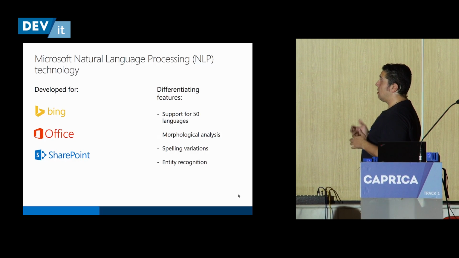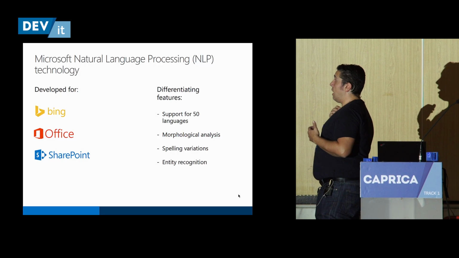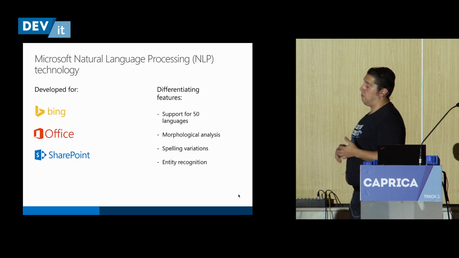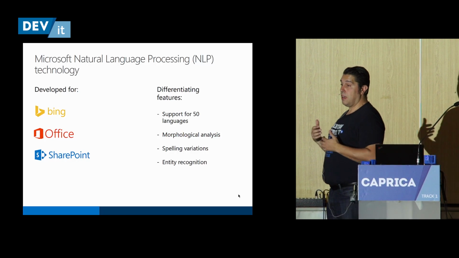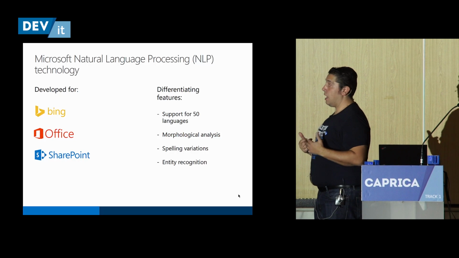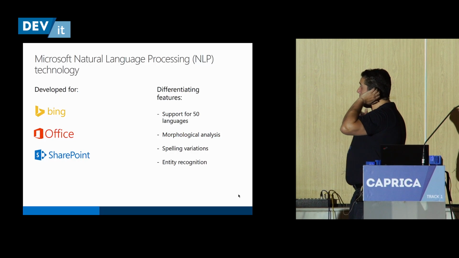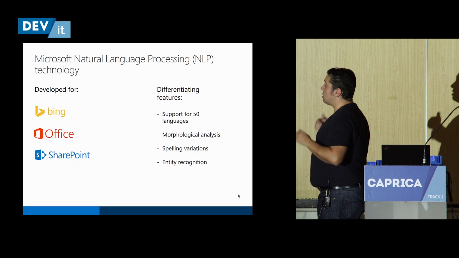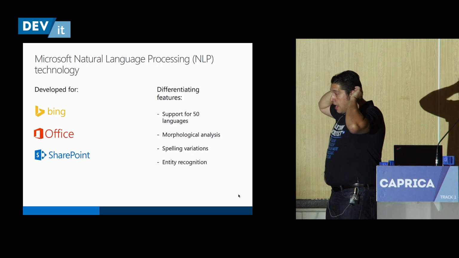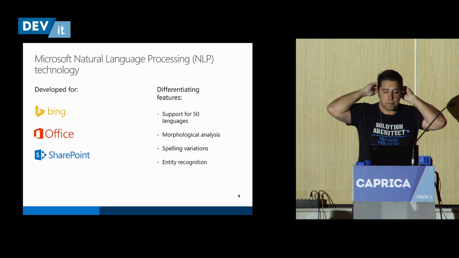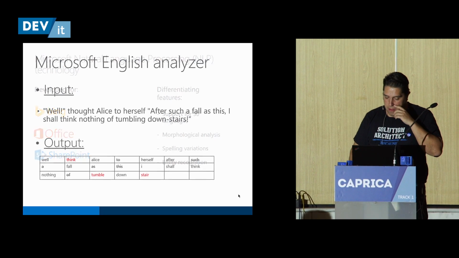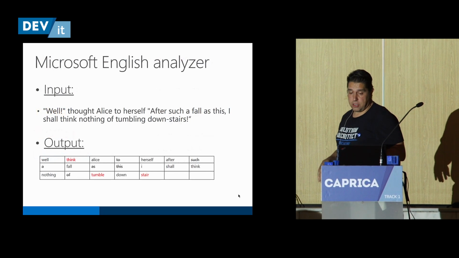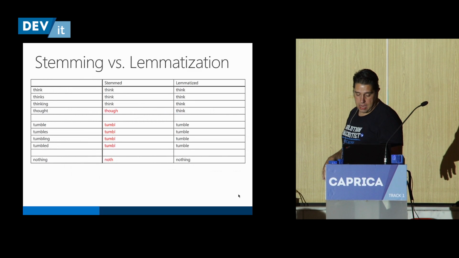And this natural language processing allows us to support more than 50 languages that are supported by the Lucene analyzers. And we have morphological analysis on the words and spelling variations and entity recognition. That's really, really useful. So what's the difference from an English analyzer?